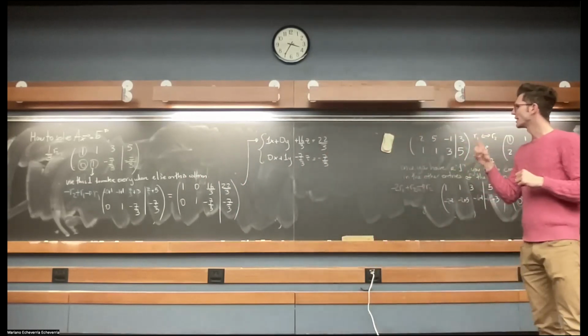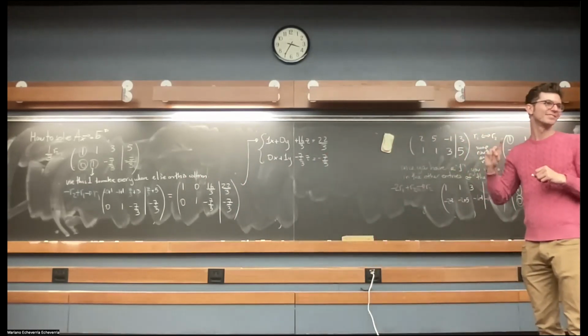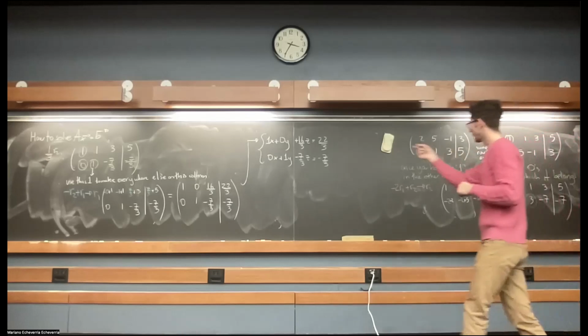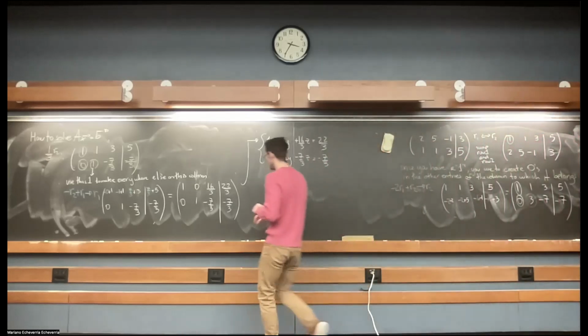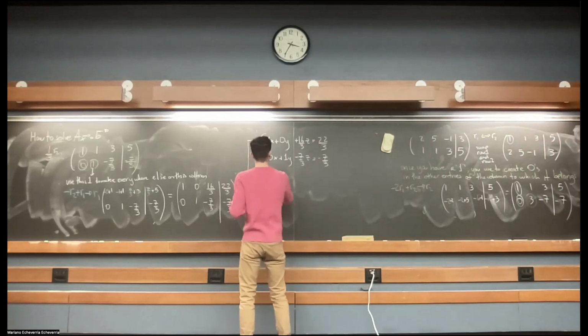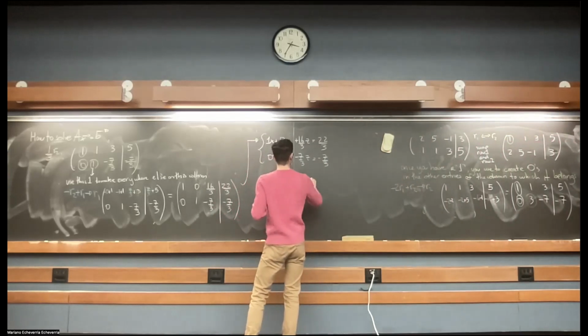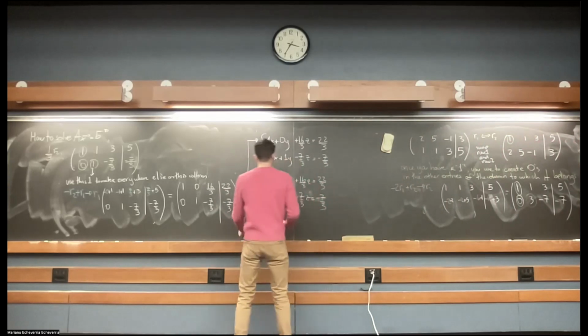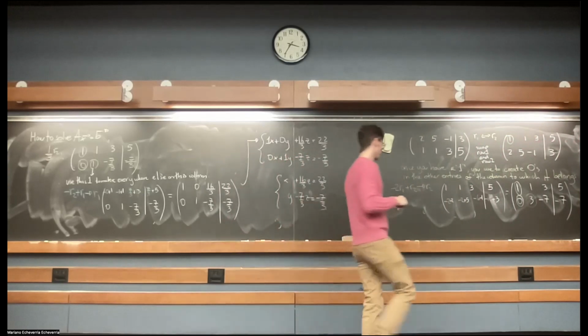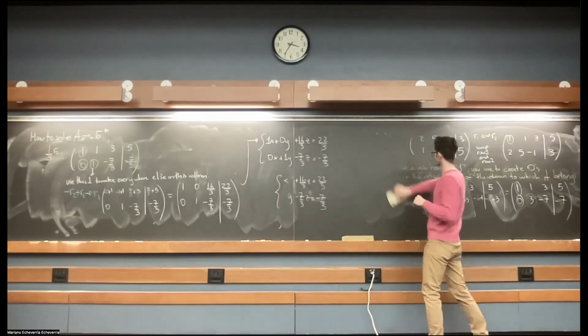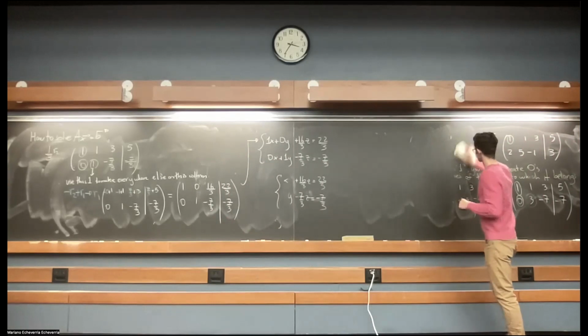And it looks a little bit bad, but just because I'm writing the things that have 0 next to them, right? So if you ignore the stuff with 0, this looks like x plus 16 thirds z equals 22 thirds, and y minus 7 thirds z equals negative 7 thirds. Is that okay? Is that making sense?